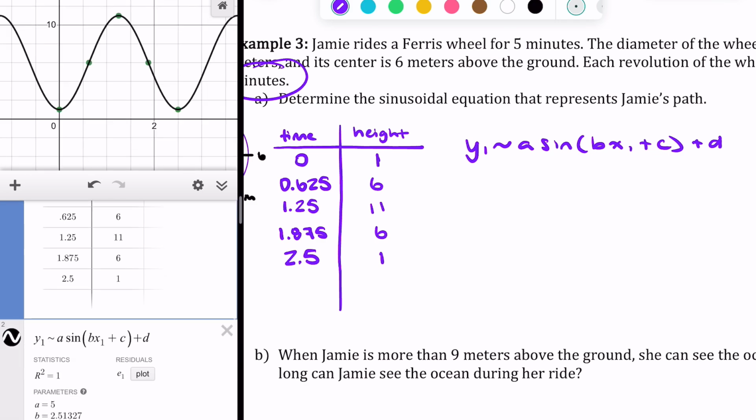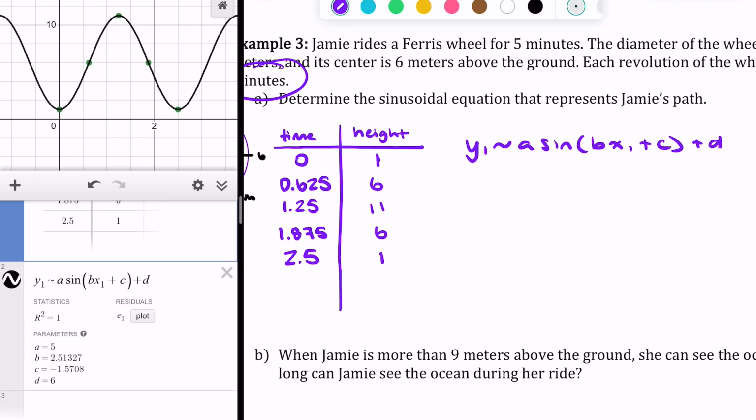Now, if I've done things correctly, I should, again, get an r squared value of 1. I'm looking at my graph, and I should see that my sinusoidal graph matches exactly how I would have drawn it if I were to draw a sinusoidal curve of best fit. Right? I know where the maxes are. I know where the mins are. I should be following that.